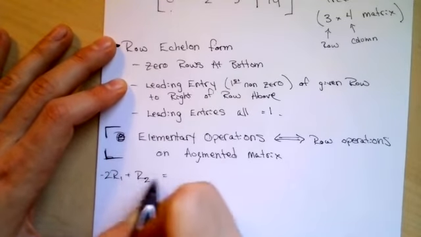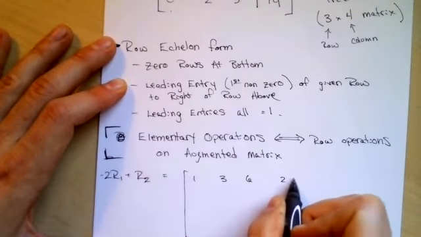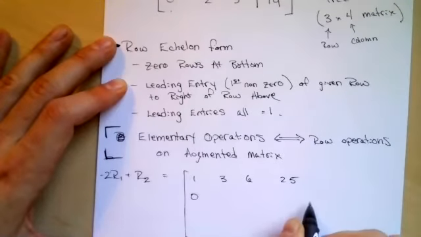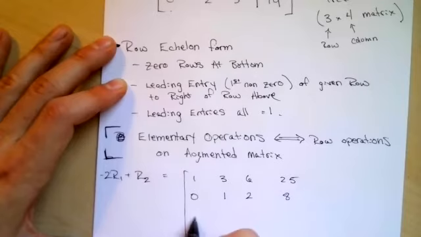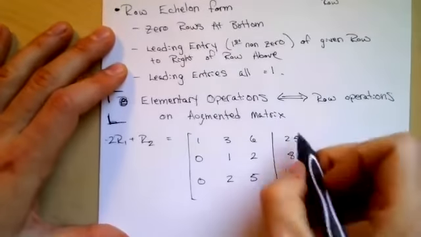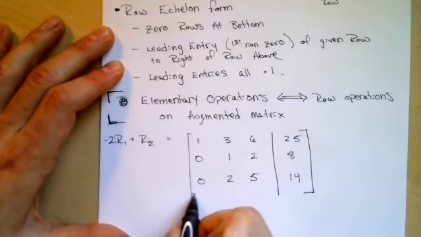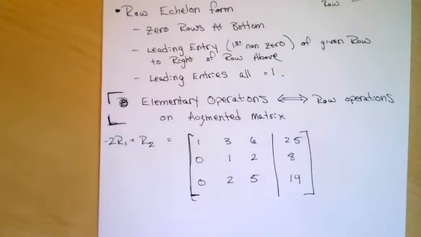And what do we get? I'll go ahead and replace it. So we had our 1, 3, 6, 25. I know that I'll have a 0 here, and then 1 there, 2 here, and it was 8 here. And so this becomes our new augmented matrix for the new system of equations we had after our first step.